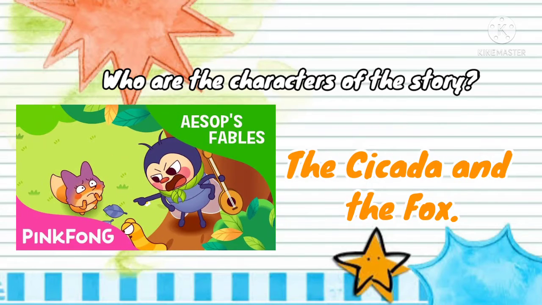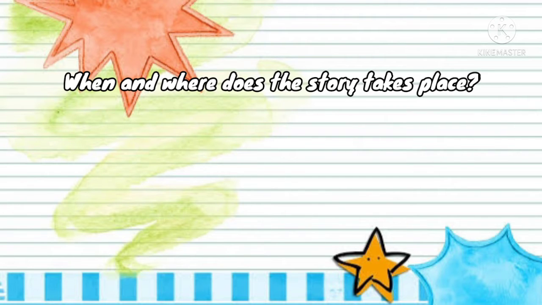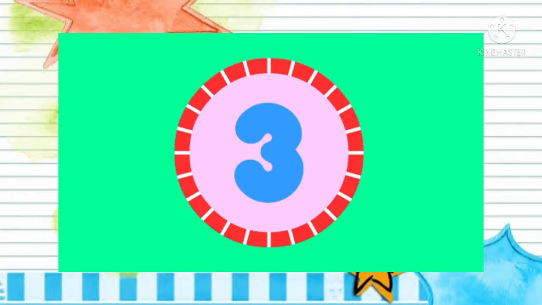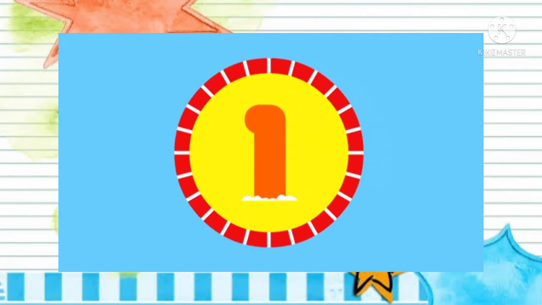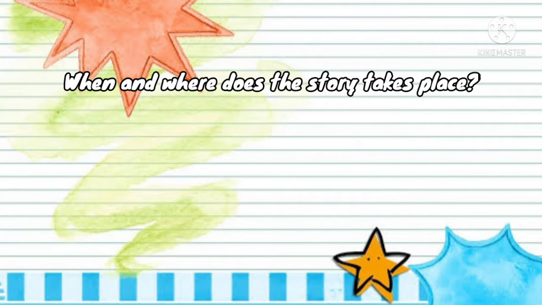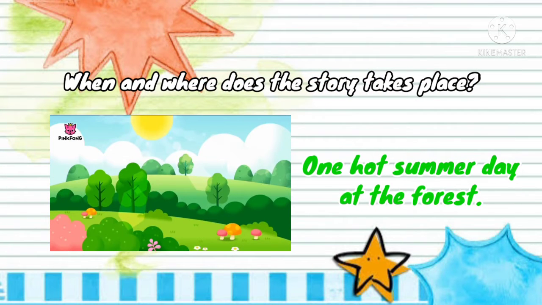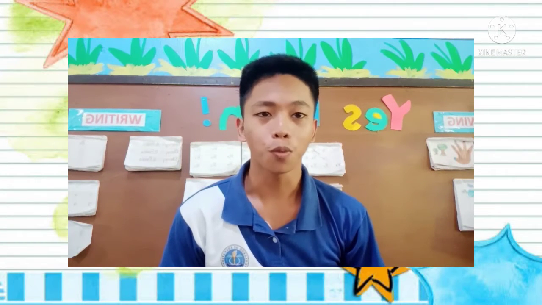That's right. Cicada and the fox are the characters of the story. Next one. When and where does the story take place? So the setting of our story is one hot summer day at the forest. Did you get it? And lastly, tell me whether it was a beginning, middle, or end of the story.